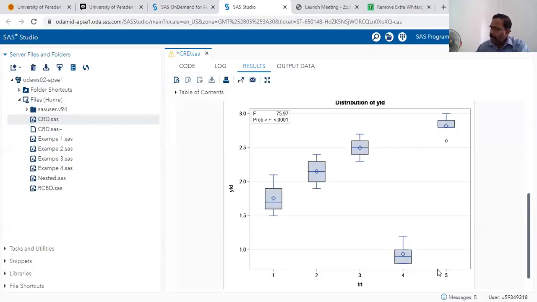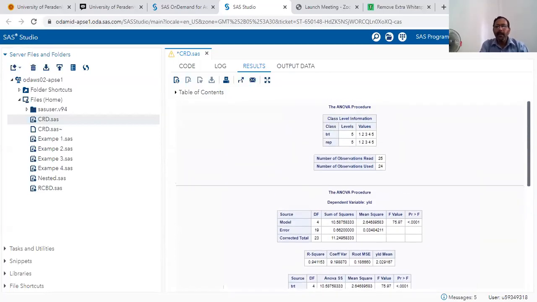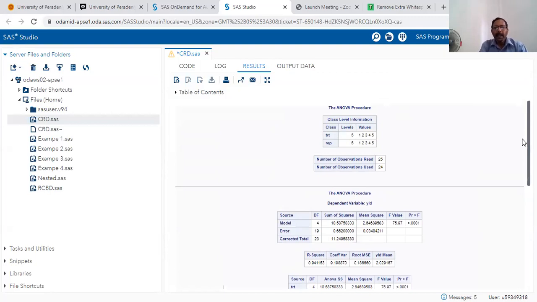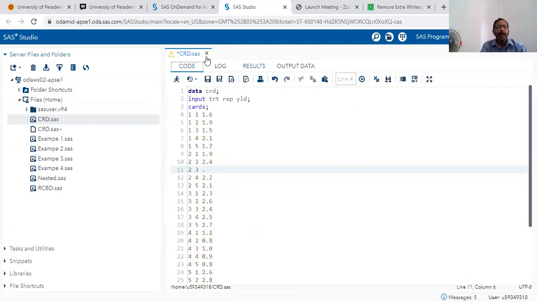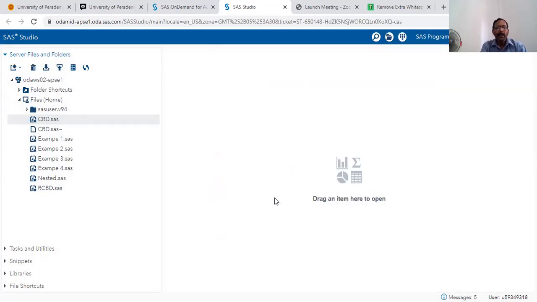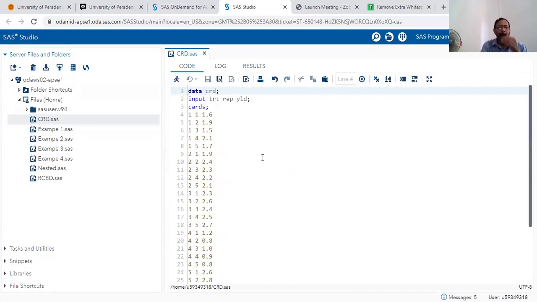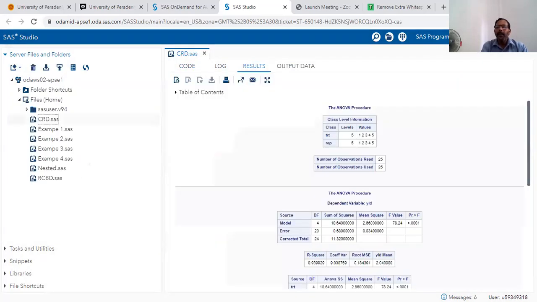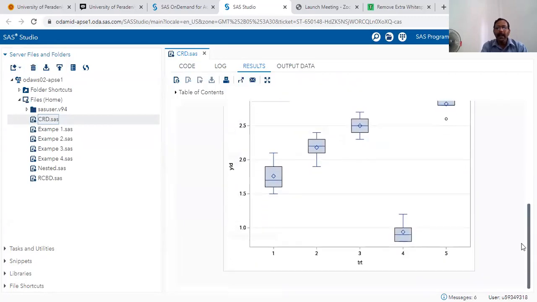Here we found in these results that treatment is significant. Now you see, treatment is significant. I will go with the original data. I'll go to the code. So this is my original data. Now look at it. If you run it, you will get the same results. This is without missing data. All the data is there.